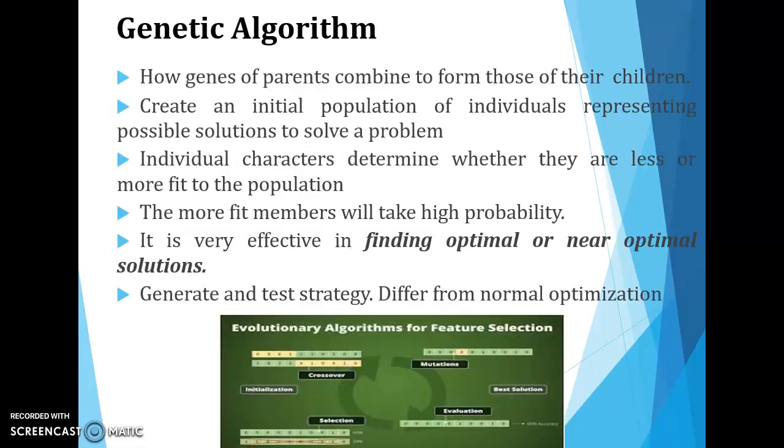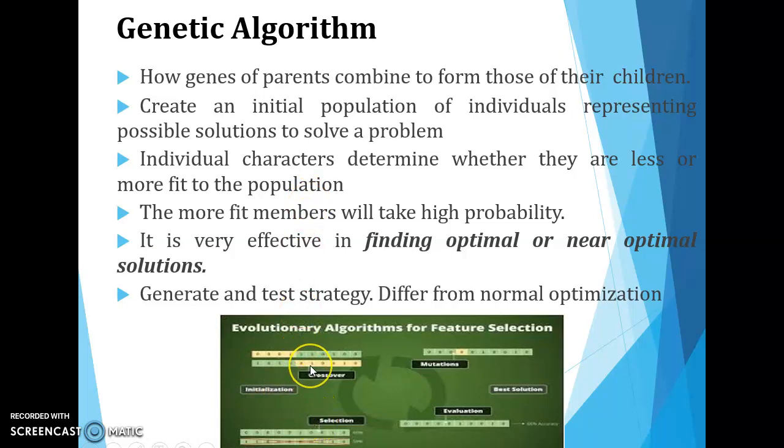Next one is the genetic algorithm. How the genes of parents combine together to form a new child, the same thing we are going to try to implement in our computer system also. So we create the initial population of individuals representing the solution. It will generate the optimum solution because already we have a pool of solutions here as a population. From that, individual characteristics determine whether they are less or more fit to the population. The most fit population will be selected.